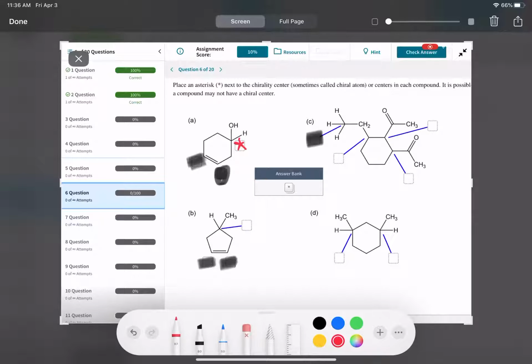Let's practice that with molecule B right underneath it. So we're being asked to look at this carbon. We have a hydrogen and we have a CH3, so those are two things.